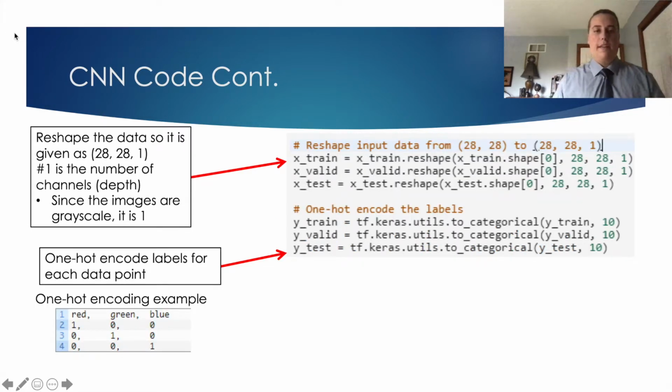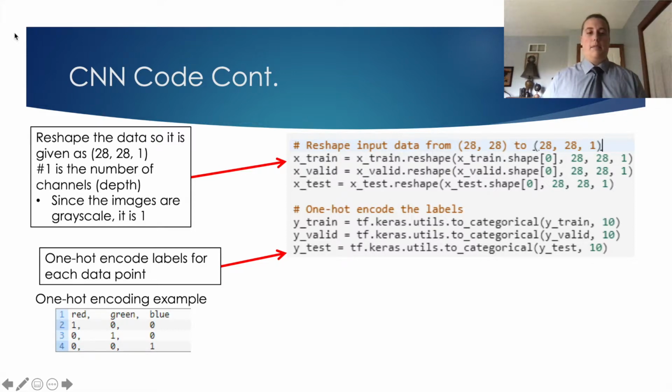Okay, then I had to reshape the data, so it was given as 28, 28, 1. What this means is the first two are the size of the image, so in this case 28 by 28, and the 1 is going to be the depth. Since they're grayscale, it's 1, but for CIFAR-10, those images were colored, so it was going to be 3 for RGB. And then I one-hot encoded the labels, and what this does is it takes, in this case, the 10 items that we had, and puts a 1 or a 0 for each of those items.